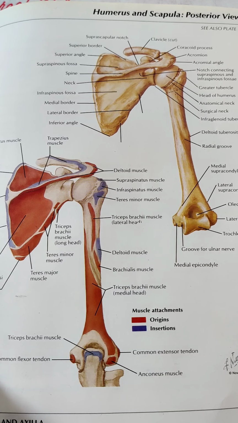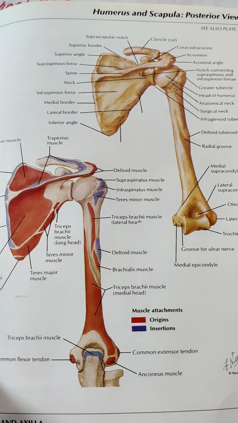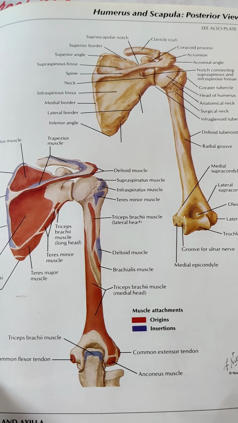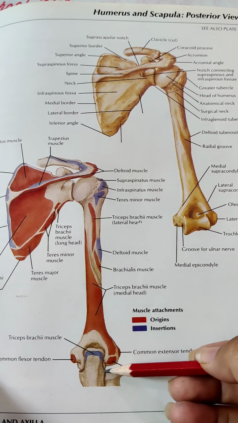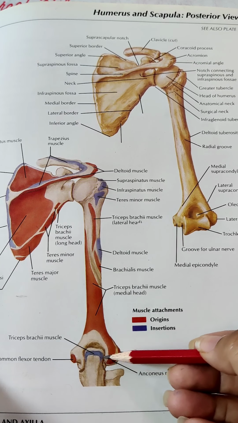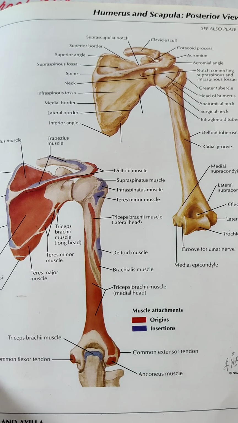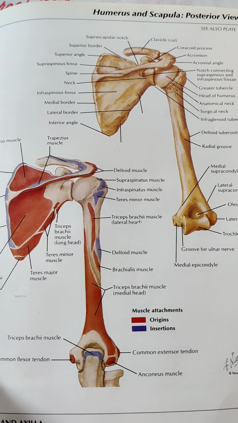It's a very small muscle, and it gets inserted into the superior part of the posterior surface of the ulna, as well as into the lateral surface of the olecranon process here. So it gets inserted into the lateral surface of the olecranon process, as well as into the superior part of the posterior surface of the ulna. Now the anconeus is supplied by the radial nerve.